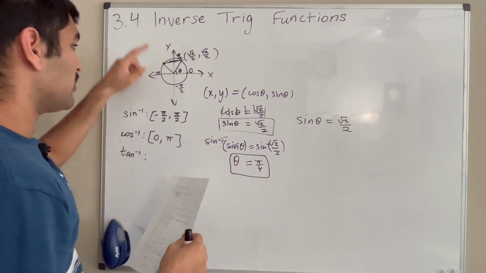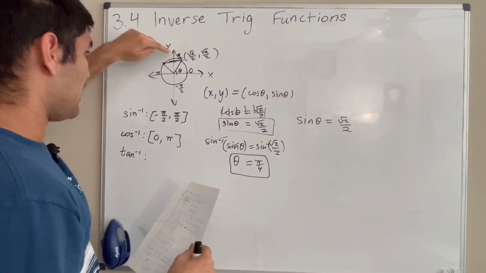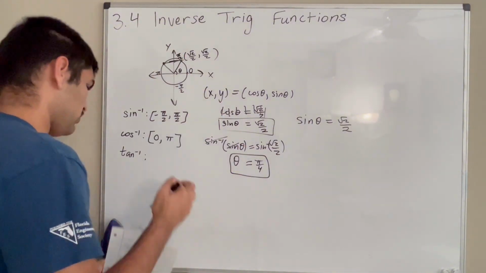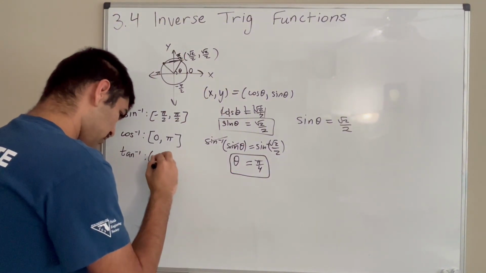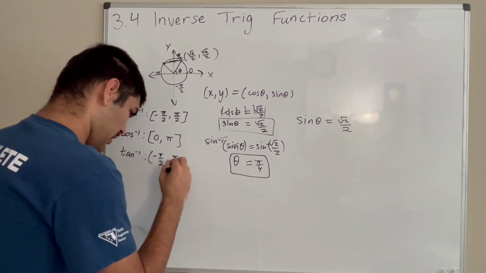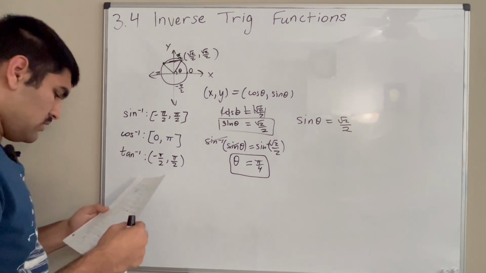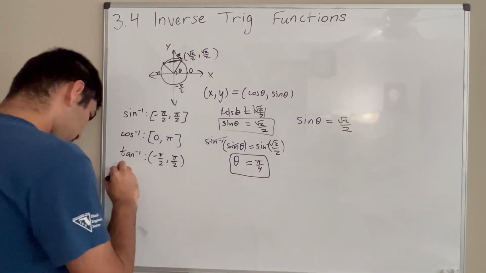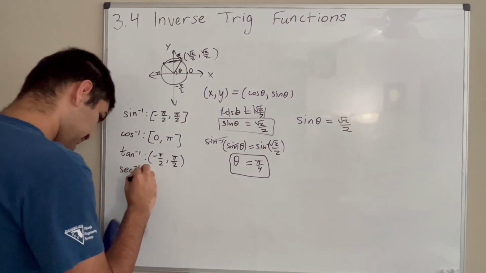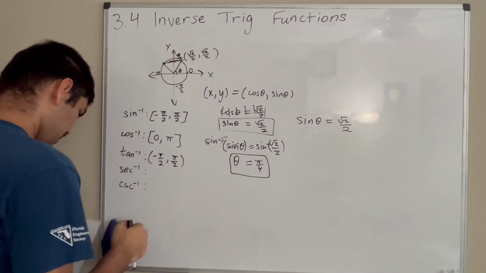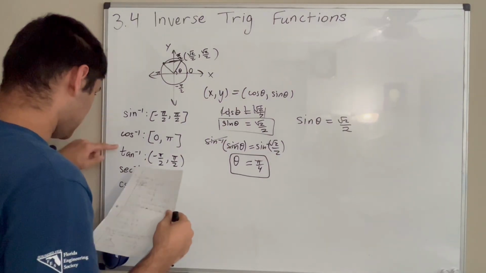But we don't include the endpoints, because at the endpoints the slope is undefined. It's a vertical line, so it's undefined. So we don't include that. So we're going from negative pi over 2 to pi over 2, but not included. So that's why we have the parentheses. And then for the other three trig functions, we simply think about them in terms of these three.